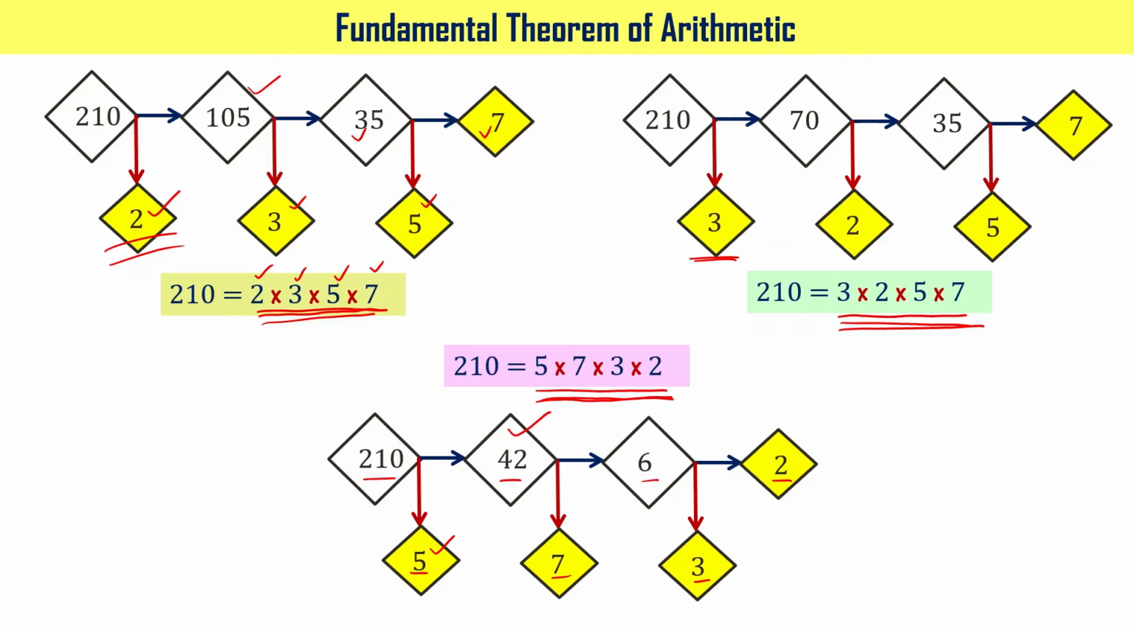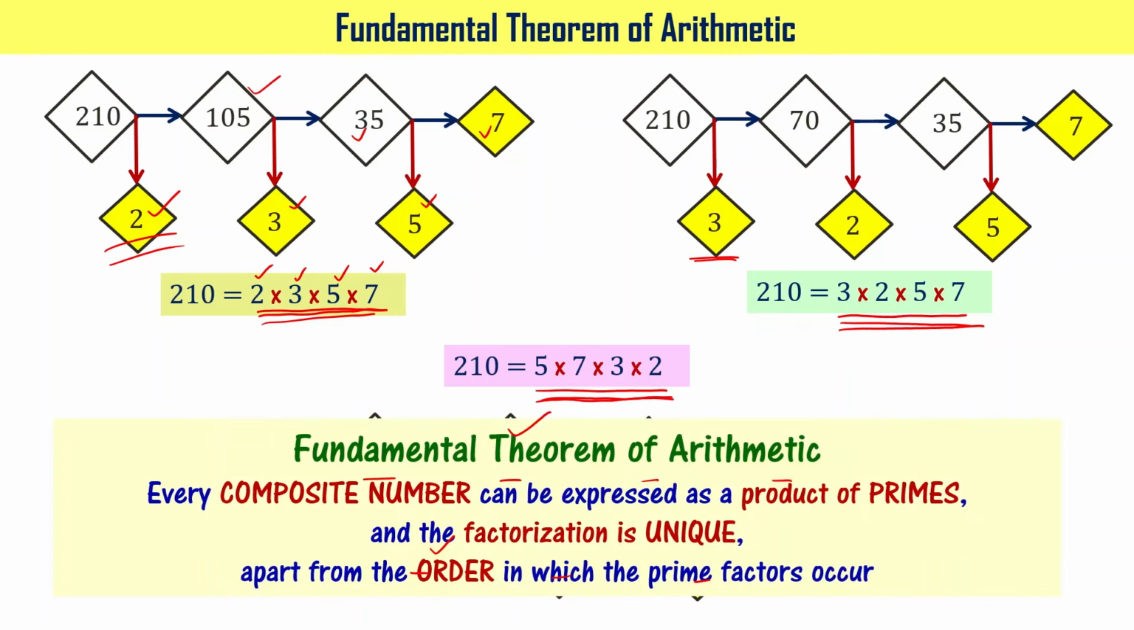This is what is called the fundamental theorem. Whatever we learned just now is called the fundamental theorem of arithmetic. It says that every composite number can be expressed as a product of primes. That's what we have seen here. And the factorization is unique. It means in the case of 210, you have factors 2, 3, 5, and 7, right? That factorization is unique, apart from the order in which the prime factors occur. The order of prime factors can be different, but the factorization is unique. That is the point you have to note, right? That is what is called the fundamental theorem of arithmetic.